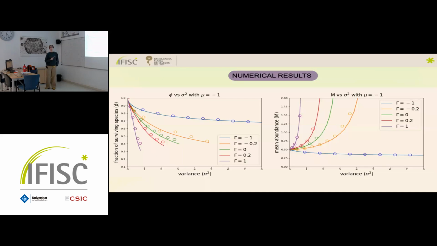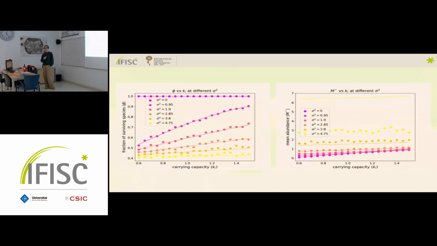Then, given that we are focusing on the case in which we draw the carrying capacity from a random distribution, we thought, okay, let's see what happens when we study these two quantities for specific values of the carrying capacity that I've drawn. I want to specify here that, as I said before, we draw the carrying capacity from a uniform distribution with values between 0.5 and 1.5. So basically it's a uniform distribution centered in 1.